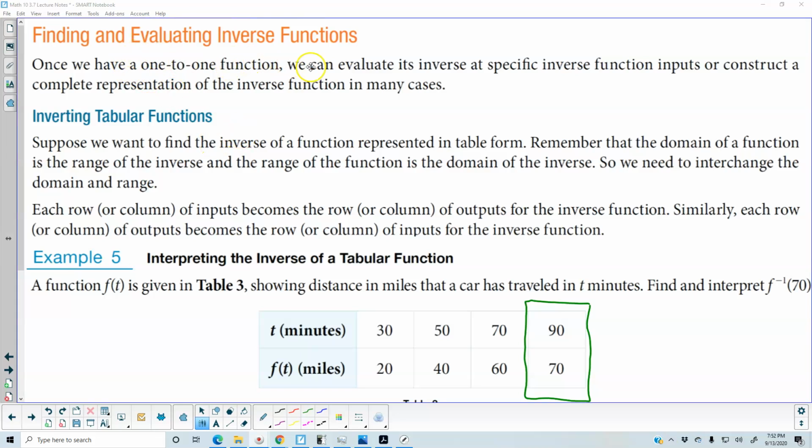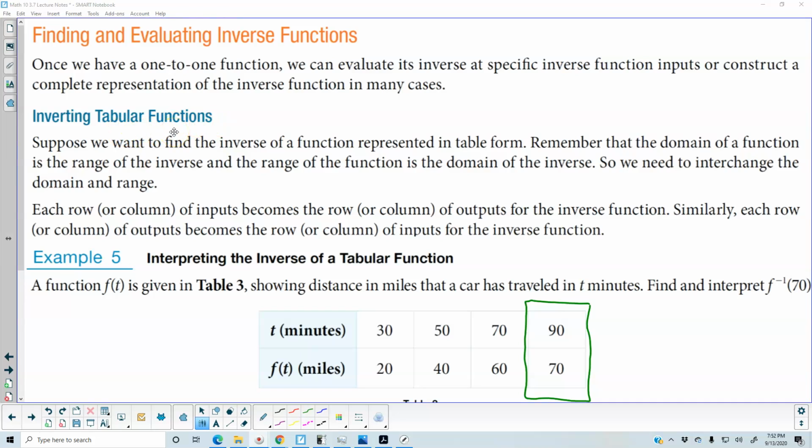Finding and evaluating inverse functions. Once we have a one-to-one function, we can evaluate its inverse at specific inverse function inputs or construct a complete representation of the inverse function in many cases.